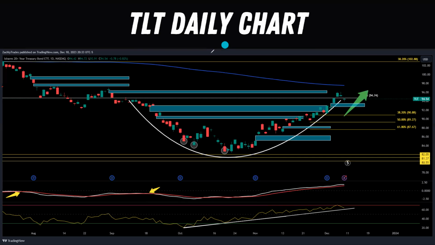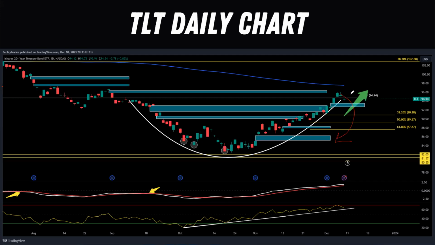Now, when we go into specific levels for TLT, we're basically battling 94.74 right now. We hit overbought right here. This red line on the RSI is overbought, so it's no surprise that we're seeing TLT pull back. There's a gap down to fill right around $93. There's another gap down to fill right around $88, and another gap down to fill right around $85. So we have 3 gaps to the downside to fill on TLT, and it's very possible that we could get these gaps to fill.